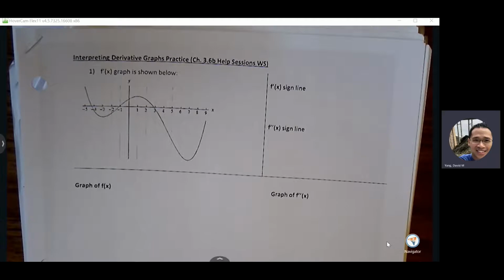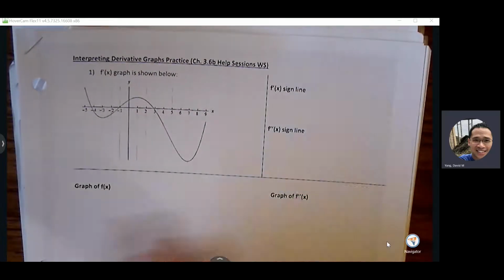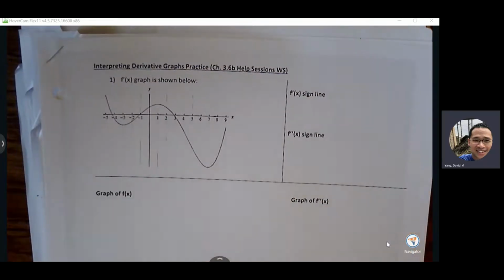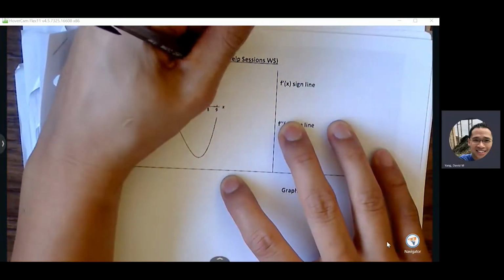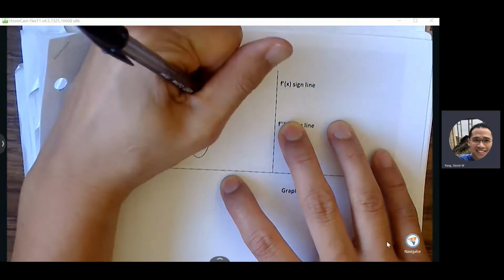So we're starting off with the f prime graph. And we're going to pull information so that we can create a slope sign line. Okay. So how do we begin marking this derivative graph? Do you remember? Yeah, above, below, and on the x-axis, right?